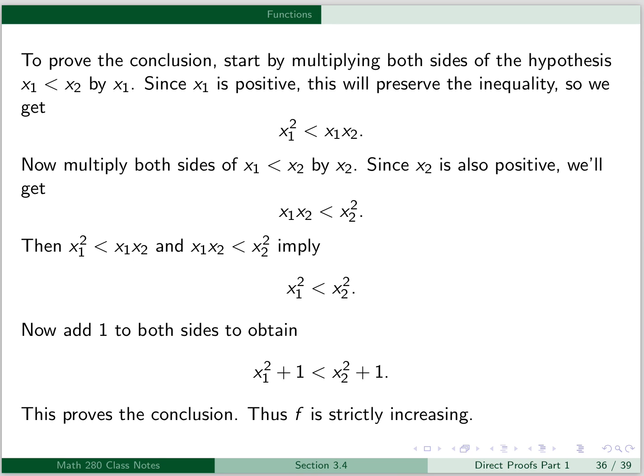Now add 1 to both sides to obtain x1 squared plus 1 is less than x2 squared plus 1. This proves our conclusion, and thus our function f is strictly increasing.